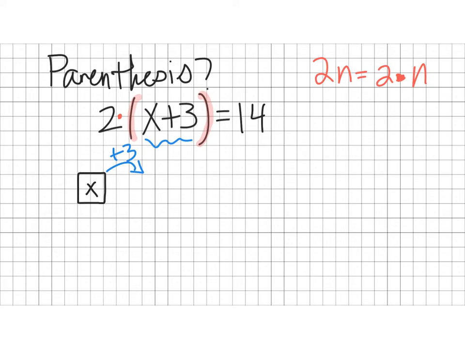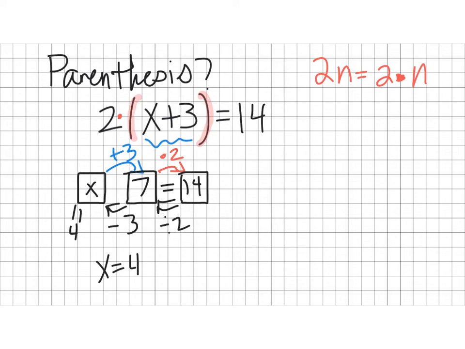So we have x plus 3, and that gives us some number. And then after that, we know to multiply by 2. We know that that's going to give us 14. So we do that equal sign to show that that's the end of the equation. Take a moment and solve. Did you find that x equals 4?